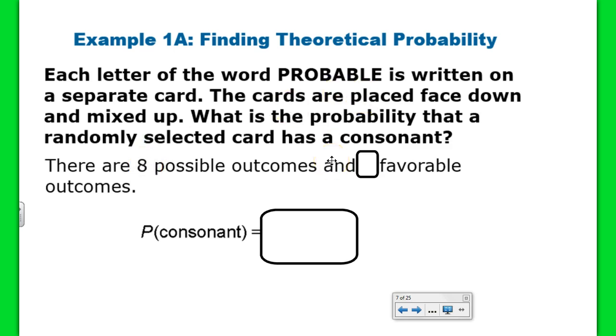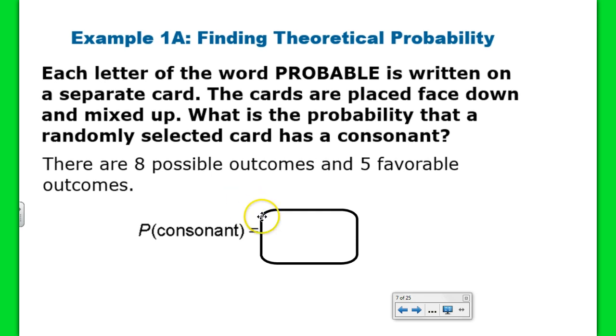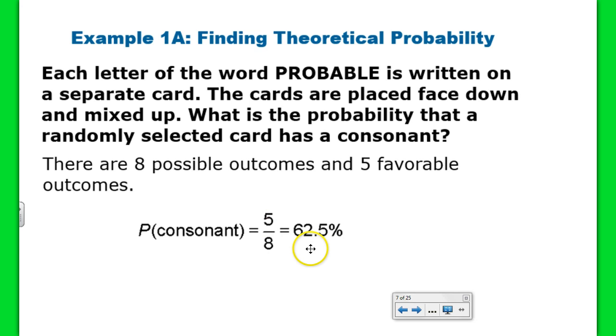And how many are in favor of a consonant? So you would go back and count out your consonants or subtract away your vowels, right? And we see there are 5 favorable outcomes. So the probability of randomly selecting a consonant is 5 of 8, or 62.5%.